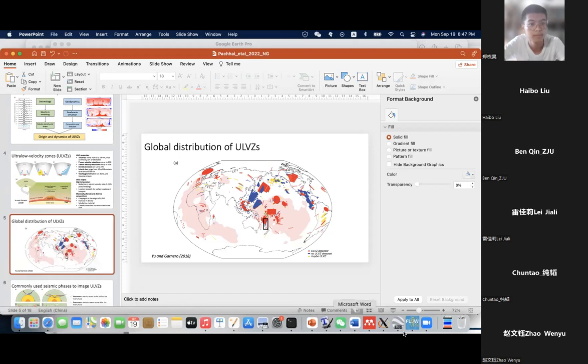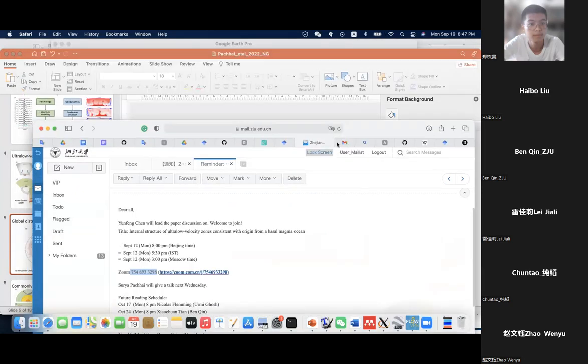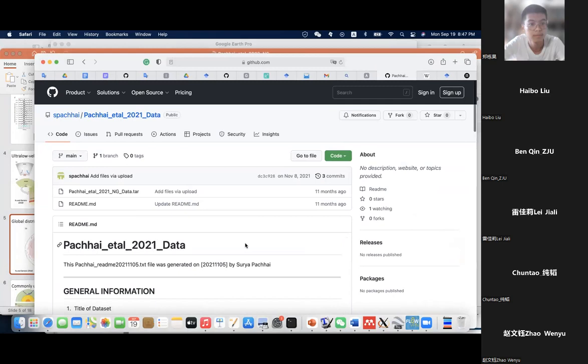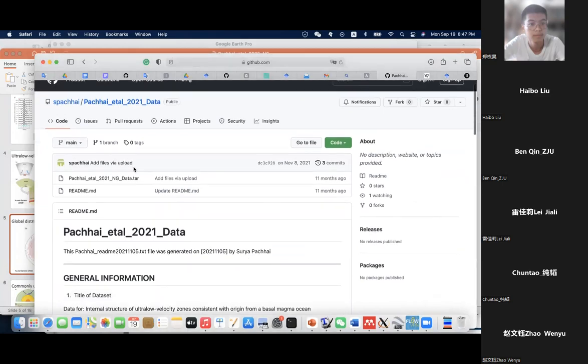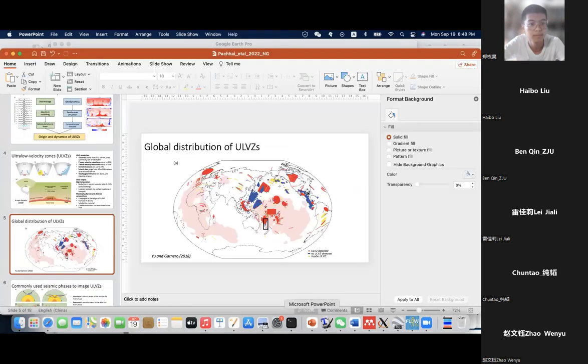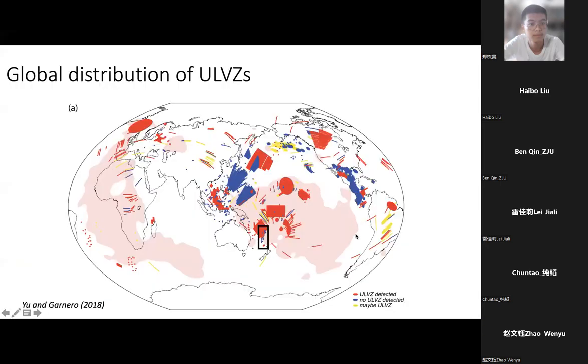That's also shown in Google Earth, which is really beautiful. So people know where exactly they are. And you can also find it in the GitHub online repository, actually. Yeah, this is really nice. Sorry, this is really not this one. That's the work, a very nice summary of the previous work, right?